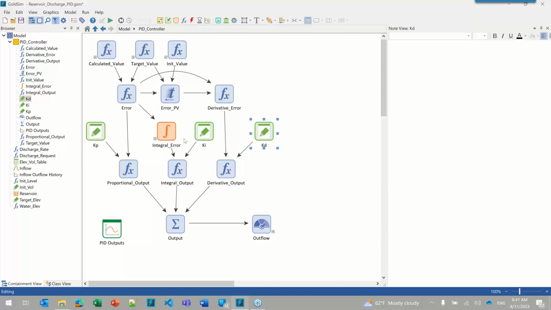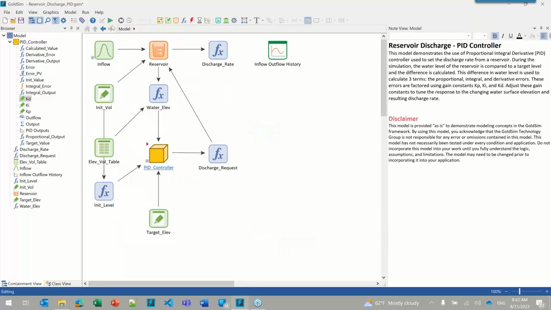and water level. And then we have the derivative error, which is the change from what the error was previously to what it is right now. And so that is more of a rapid response type of output. So these three things, you can then weight them with these coefficients that are applied, and then we add them together and we come up with an outflow. So that's how the thing works.